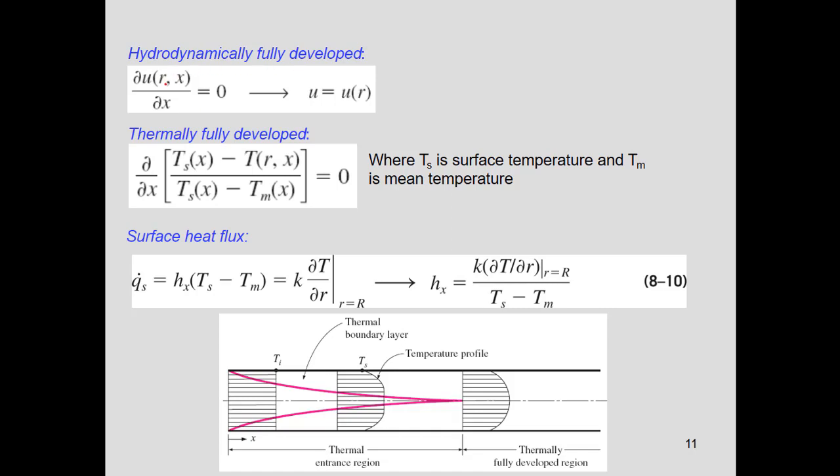Hydrodynamically fully developed says that the relative velocity is not changing. In other words, ∂u(r,x)/∂x is equal to 0. This equation simply says that the profile of the velocity is not changing. ∂u(r,x)/∂x is 0.